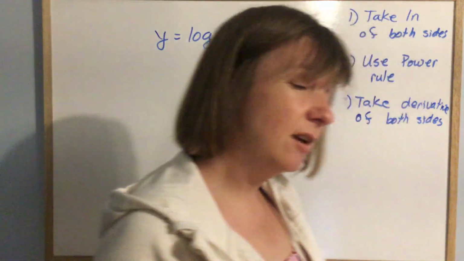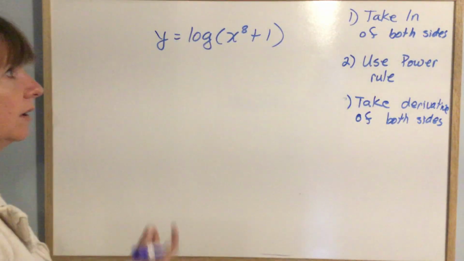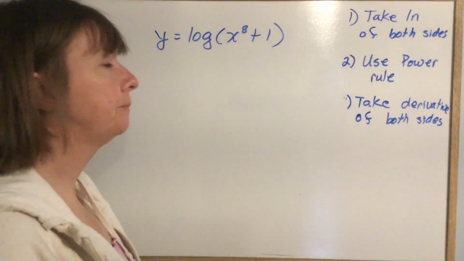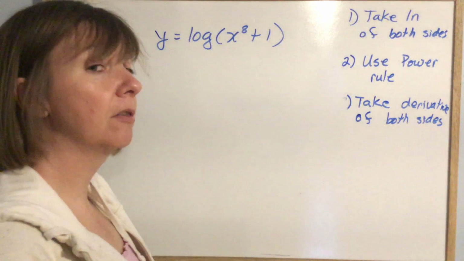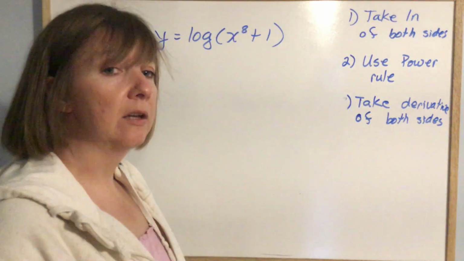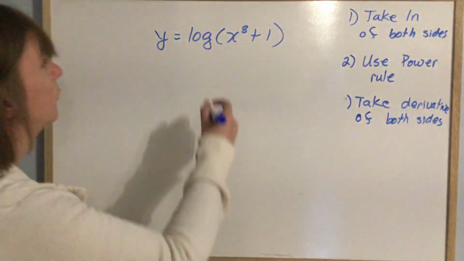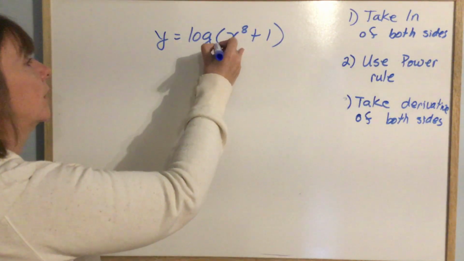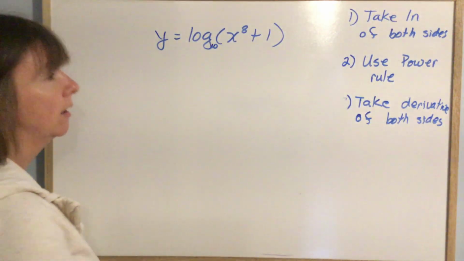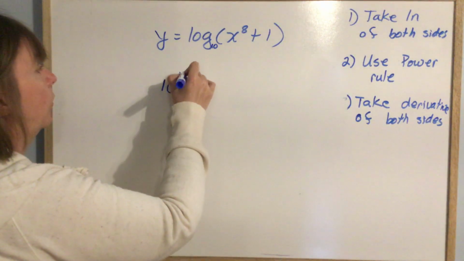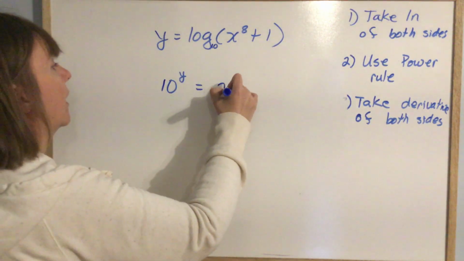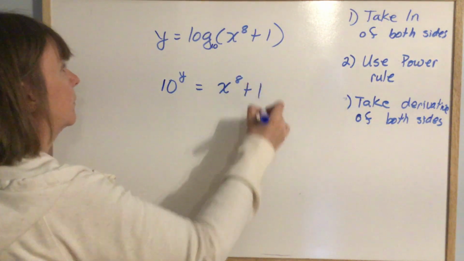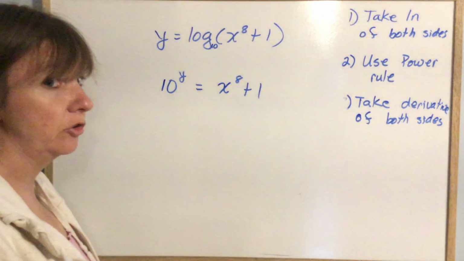So this time I have a log. That's never good. I need ln's, not logs. So what I'm going to do with this is change it into exponential form. If there's no base on your log, remember, assume it's a 10. So this would be 10 to the y equals x to the 8th plus 1. I have just changed it.